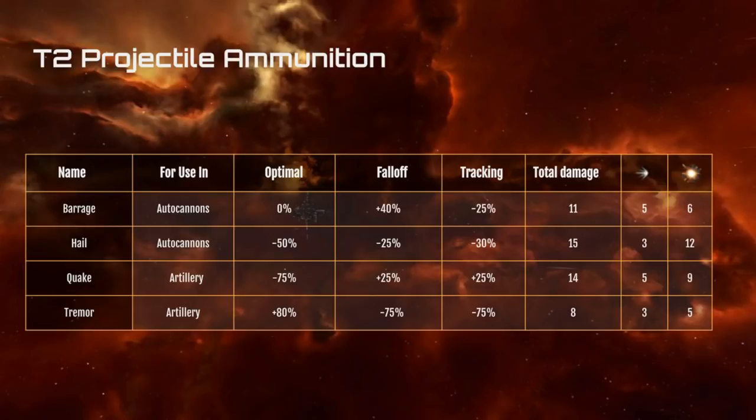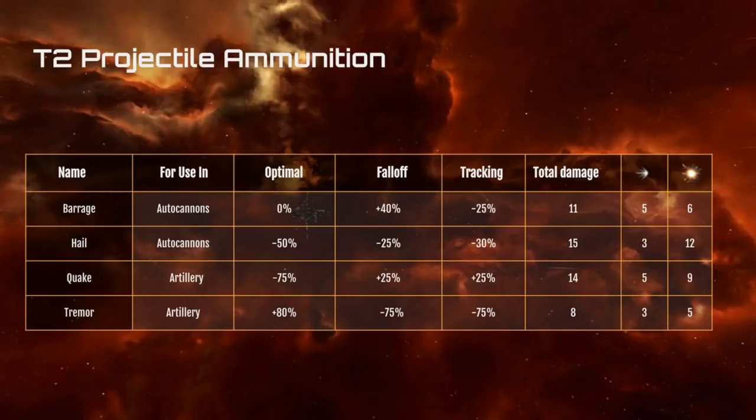Whereas barrage gives you a bigger benefit to fall off, but still reduces tracking. However, barrage still does almost as much damage as the high damage T1 ammunition without the 50% reduction in optimal. So you're getting a good fall off bonus, a slight reduction in tracking, but still really good application in terms of overall damage dealt. In the artillery, you have Quake and Tremor.